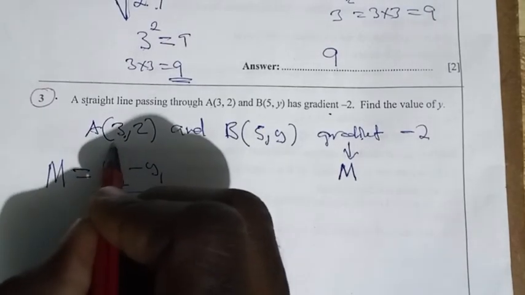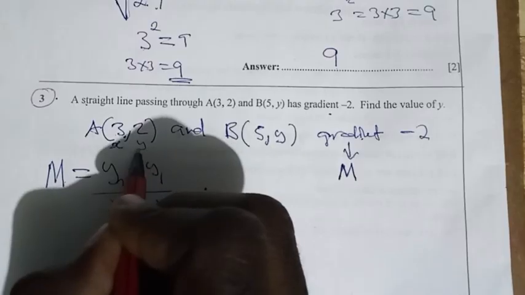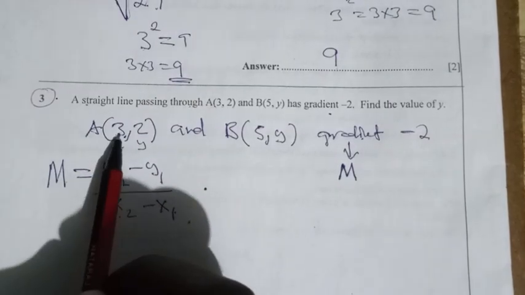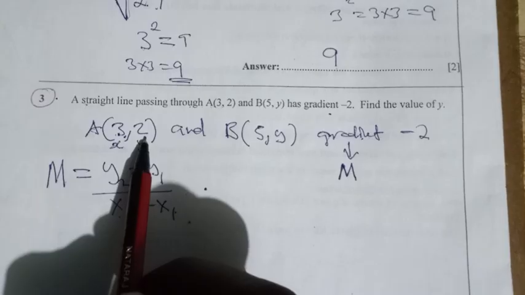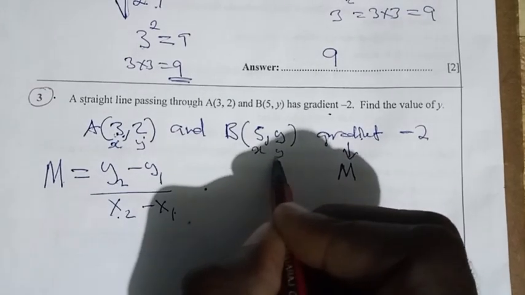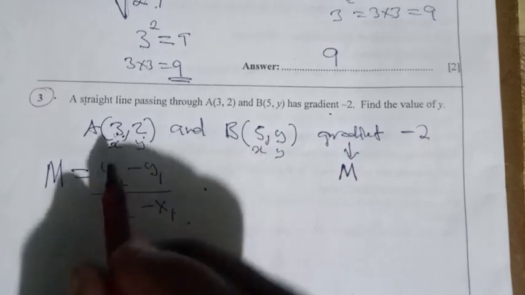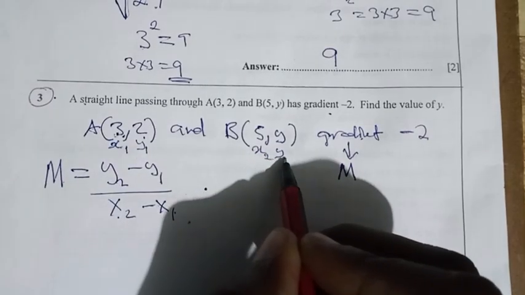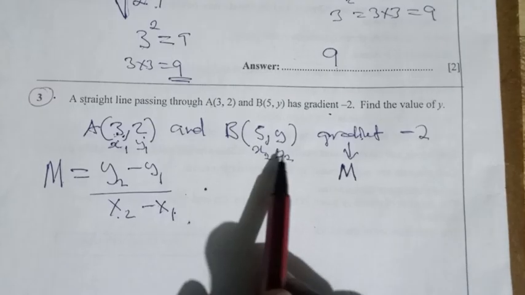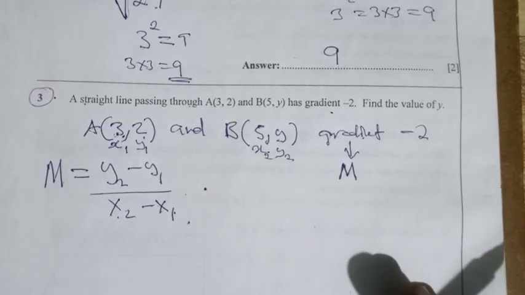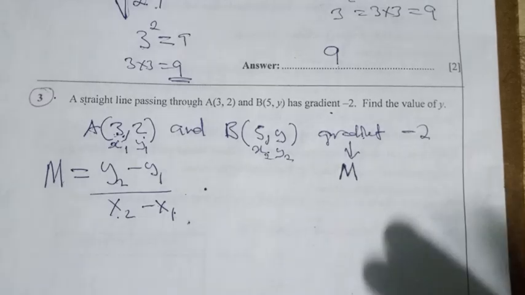In this case, we have A and B. Whenever I see a coordinate, remember that the first number represents the x component and the last number represents the y component. So this is x, y, and this is also x, y. Since these are the two coordinates, the first one will be x1, y1 and this one will be x2, y2. But if you want, you can put this one to be x1, y1 and this one x2, y2. You will find the same answer.